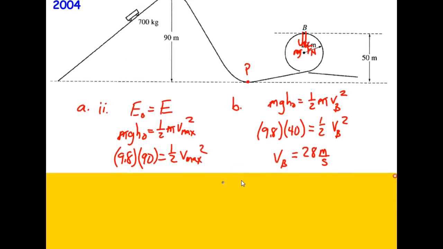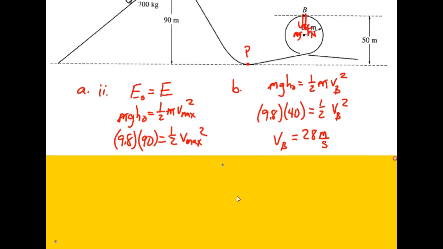C wants us to, C1, on the figure of the car below, label vectors to represent the forces acting on the car when it is upside down at point B. And this, of course, would be the weight of the car down and the normal force of the track pushing downward against the car as well. So you have both the weight and the normal force downward.